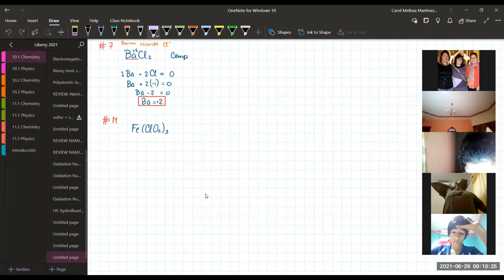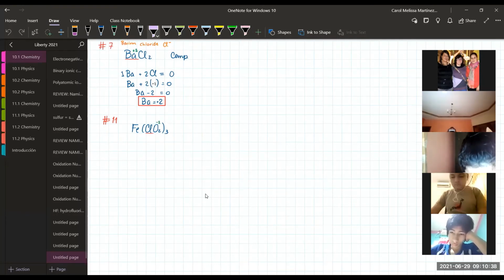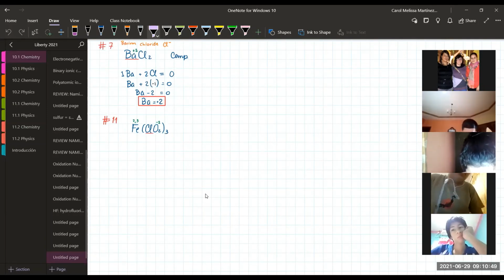In the number 11, it says that you need to find the oxidation number for chlorine. Okay? So, we know the rule of oxygen that says that oxygen is -2. And iron has two possibilities, 2 or 3. What iron is this? Is it iron 2 or iron 3? 3. It is iron 3. How do I know that? Because of this 3 that is outside the parentheses.